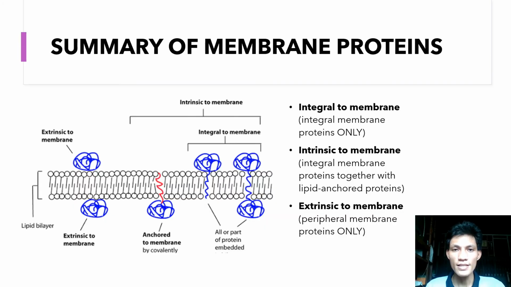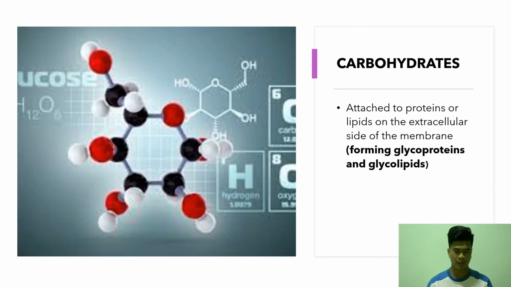So this is the summary of the membrane proteins based on how they are associated with the membrane. So integral to membrane, integral membrane proteins only. Intrinsic to membrane, integral membrane proteins together with lipid-anchored proteins. And finally, extrinsic to the membrane are the peripheral membrane proteins only. And lastly, carbohydrates. Attached to protein or lipids on the extracellular side of the membrane, forming glycoprotein and glycolipids.